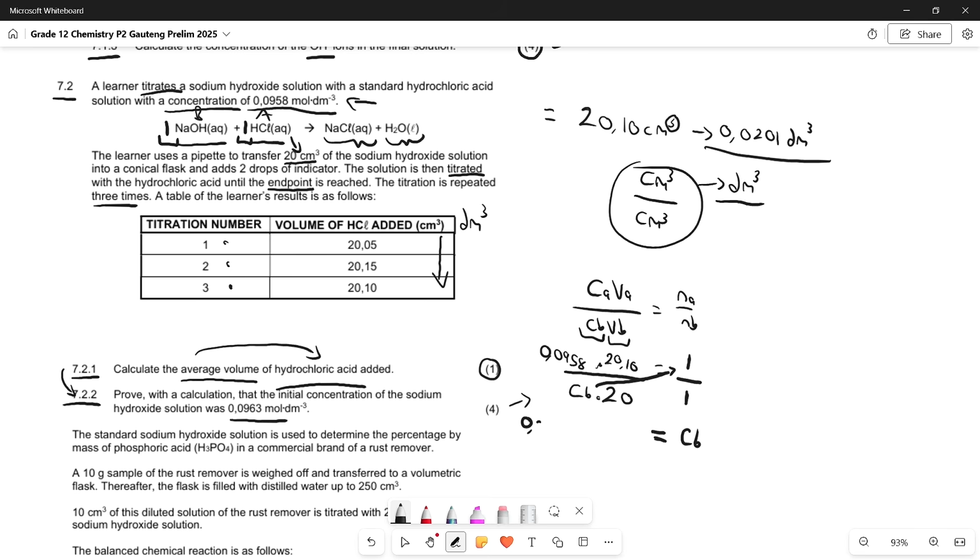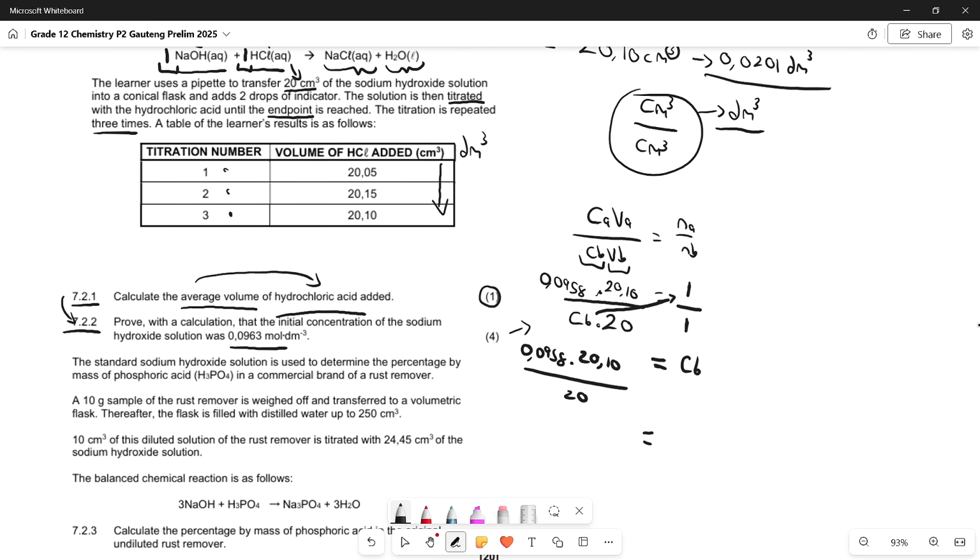Then we have 0,0958 multiplied by 20,10 over 20 over there, which means that if we type this all in our calculator, the concentration of the base is in fact 0,0963 mole.dm to the -3, like they were asking us to prove over here. So prove with a calculation that the initial concentration of the sodium hydroxide solution was in fact this. Okay, so this would earn us 4 marks over here, and if we didn't calculate this value over here, we would then just use this answer in our next question, because 7.2.3 down there is a follow-on question that requires us to use this amount.